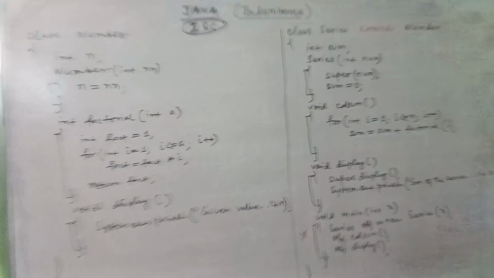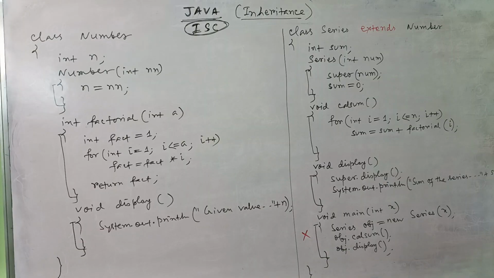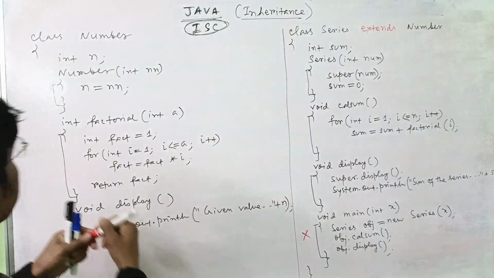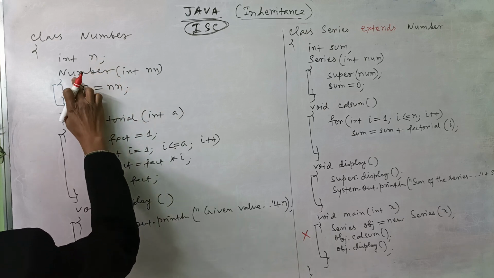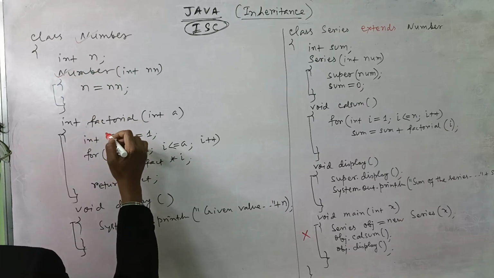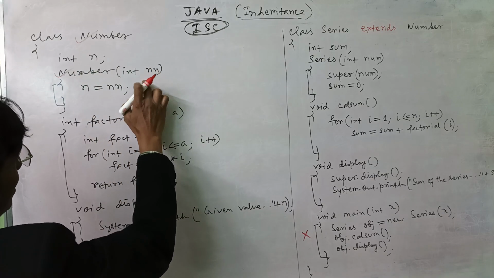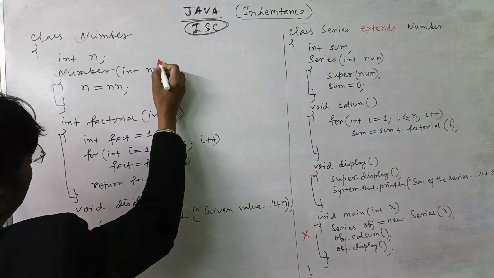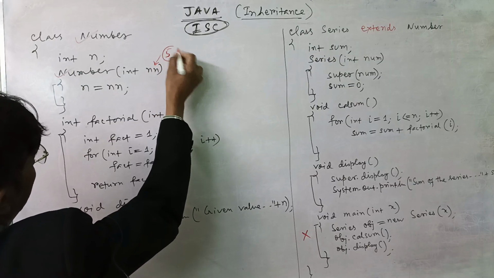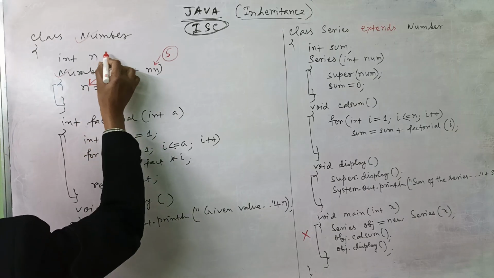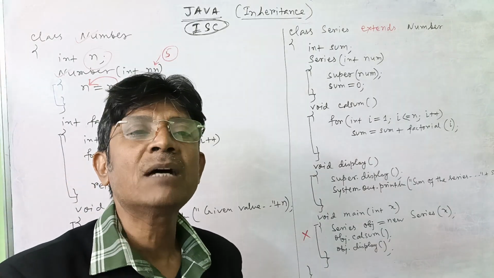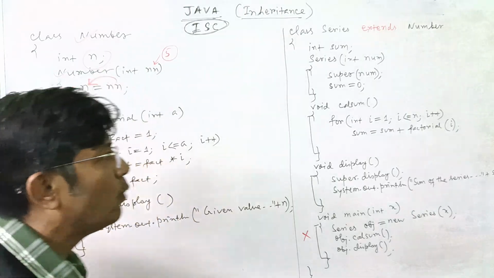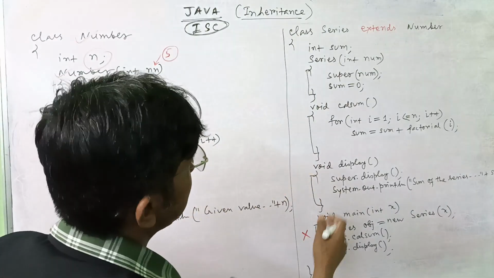So the first one, check in the first question. In this question, n is the global data member. This is a constructor, you see the class name and the function name are the same. Suppose any value comes, suppose 5, that value will be transferred here, and it is a global variable. So this n can be accessed in any part of the program, and it will also work in the next class.